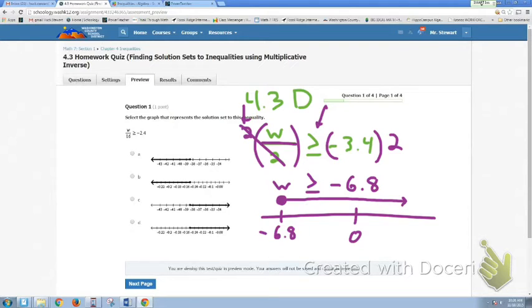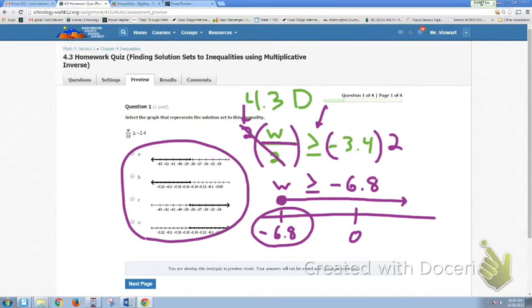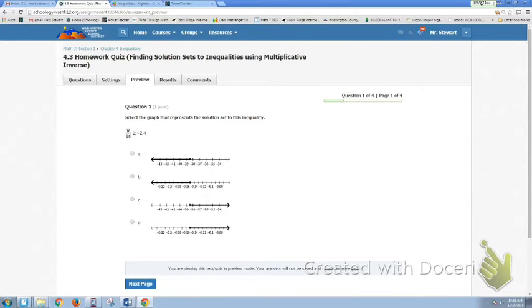So this right here, my solution to this, is showing a graph. You'll want to match yours up with what you see here. Pay close attention to what these numbers are. These are negative whole numbers. These are decimals, okay? So make sure you watch that carefully. And we'll look at the next one.